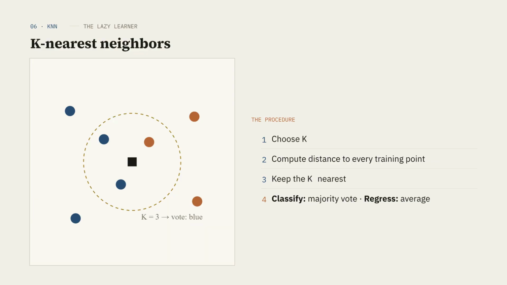K-nearest neighbors is a classic lazy learner. It builds no model during training. To classify a new point, you simply find its k-nearest neighbors and take a majority vote for classes, or an average for regression. All the heavy lifting happens at prediction time.